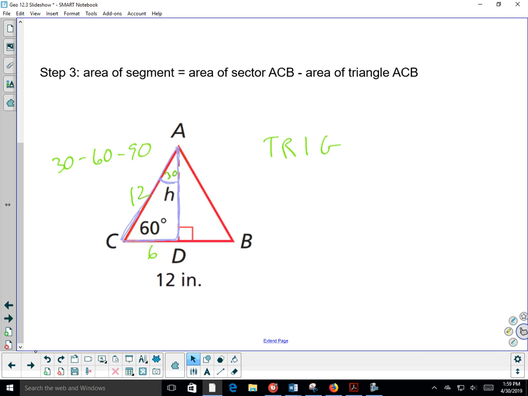All right, so we can use 30, 60, 90, or we can use trig, or now that Connor has reminded us that this is going to be 6 and this is going to be 12, we could use the Pythagorean theorem. What is your choice? Pythagorean theorem.